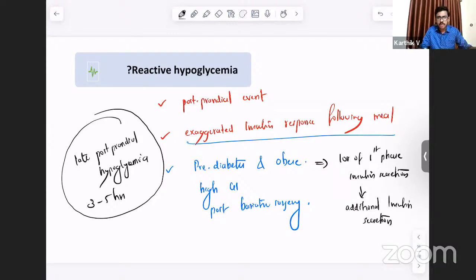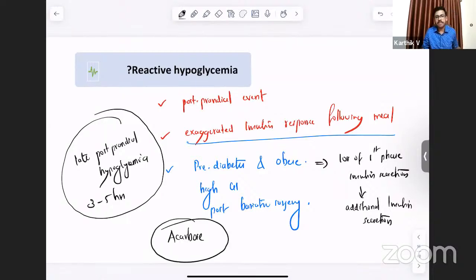And how do you manage these patients? You ask the patient to reduce weight. Some drugs may be useful, and you will ask the patient to take low glycemic index food. And one drug that could be useful in such a condition is acarbose, the alpha glucosidase inhibitor. Why? The sharp rise in blood glucose is what triggers the late insulin release. So at any cost, you will have to avoid that sharp rise in glucose.